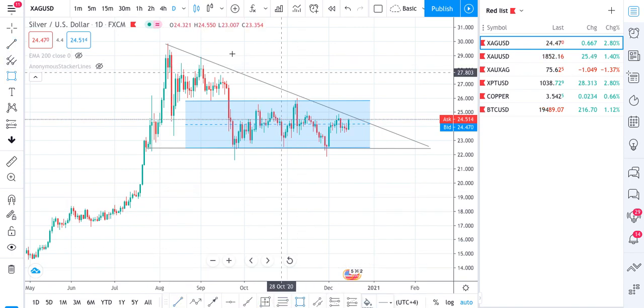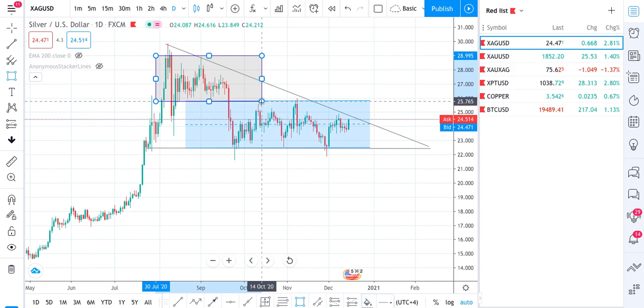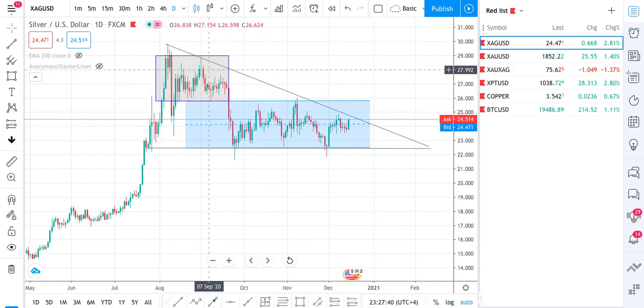Okay, so I made this parallel channel to differentiate between this one and a rectangle. We'll put another triangle right here for a different color. All right, here you go. Okay, so these are the main levels that we must be looking at.